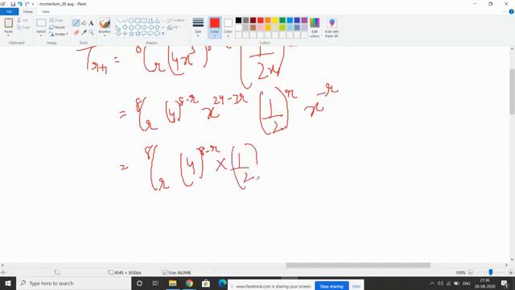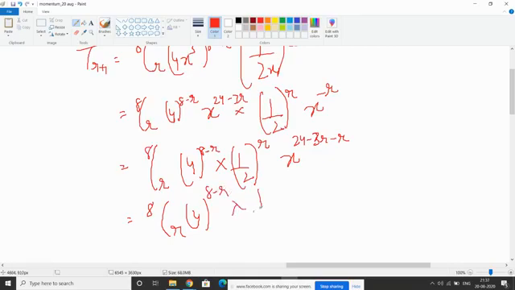Okay, so let's write down the constants separately and the variable separately. So (1/2)^r. Here we can write x^(24-3r), and this is x^(-r). So they are in multiplication, so the powers get added. So finally you will get 8Cr 4^(8-r) (1/2)^r and x to the power 24 minus 4r.